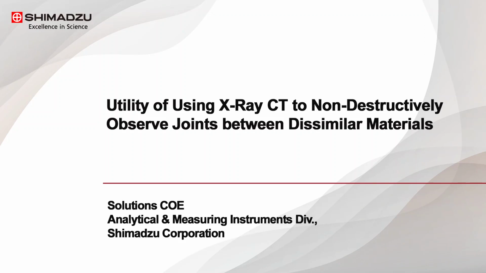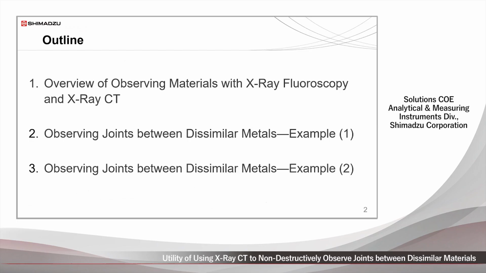In this presentation, I will discuss the utility of using X-ray CT to non-destructively observe the status of joints between dissimilar materials. This is the outline of my presentation. First, I will provide a broad overview using X-ray fluoroscopy or X-ray computer tomography to observe materials. Then I will present two examples of using X-ray CT to observe samples of joints between dissimilar metals.